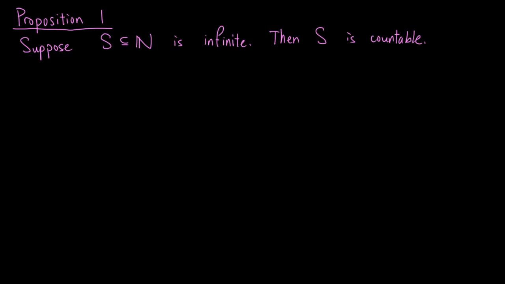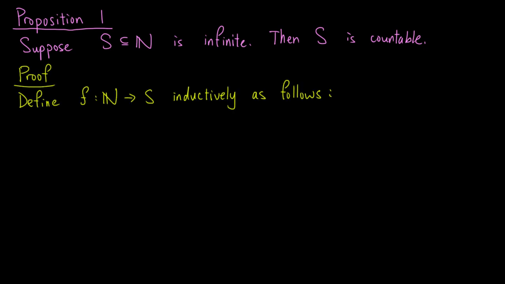Let's look at the first proposition. Suppose we have a subset of natural numbers, say S, which is infinite, then S is countable. To prove this, we define a function f from the natural numbers to S inductively as follows. f of 1 is defined to be the minimum element of S. We know that S has a minimum element because it is a subset of the natural numbers, and the minimum element of the natural numbers is 1.